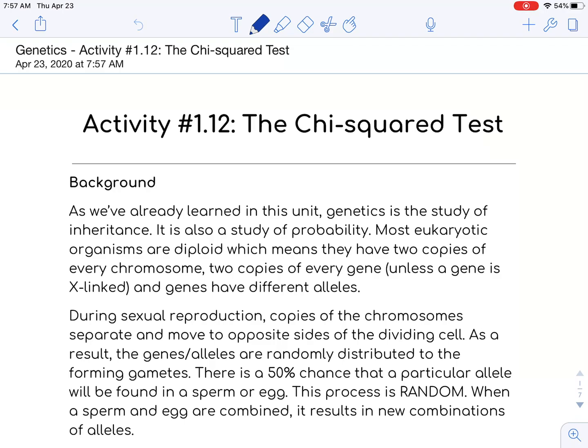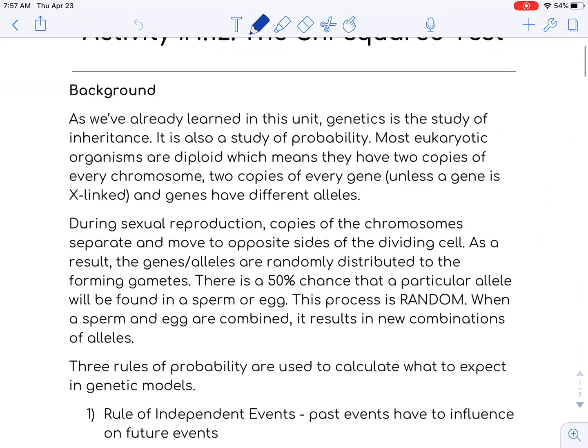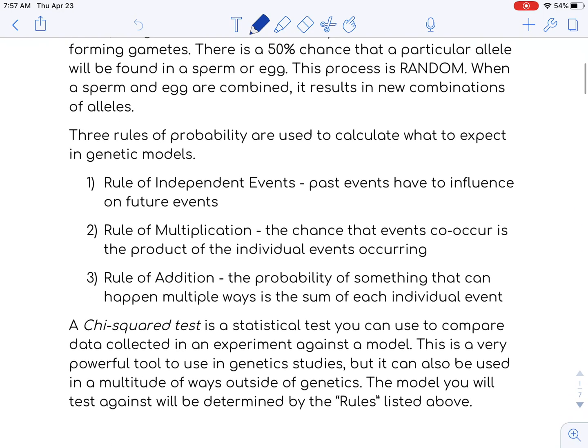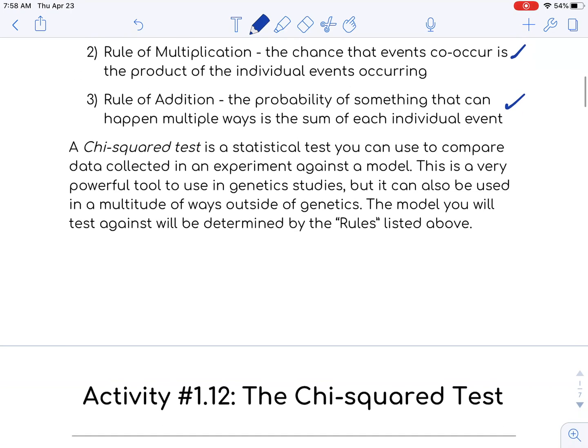So the chi-squared test, and we're just reading about how the rules of probability work. The really important things to remember are the rule of independent events, which means that past events have no influence. Whoa, there's a typo. Have no. To change that. The rule of multiplication: the chance that events co-occur is the product of the individual events occurring. And the rule of addition: the probability of something that can happen in multiple ways is the sum of each individual event. And we've been using those on our worksheets.